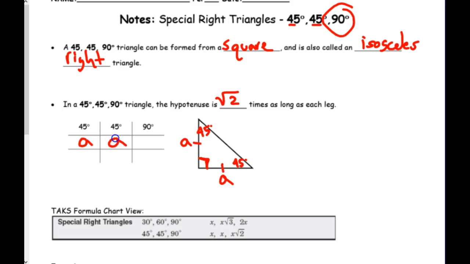Okay. All right. Now, here's the weird part. The hypotenuse is supposed to be times square root of 2, right? So that's what we're going to do. We're going to write A square root 2. And you're going to write that in your little table here. A square root 2. So these are the rules of a 45, 45, 90 triangle.